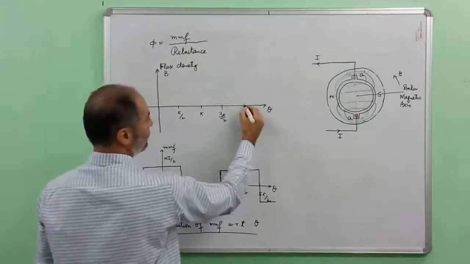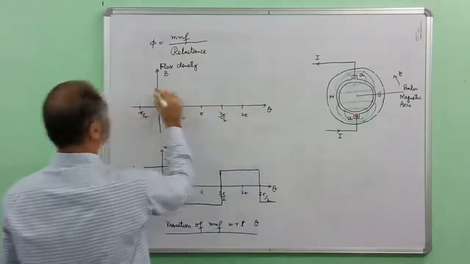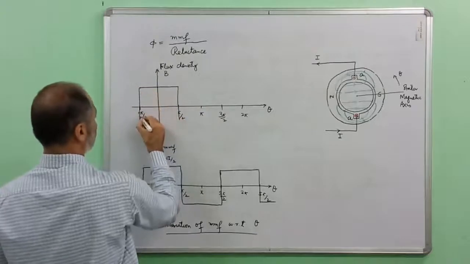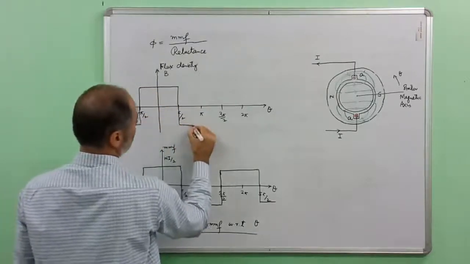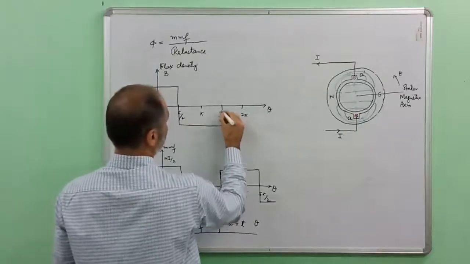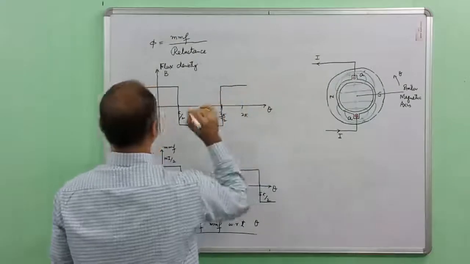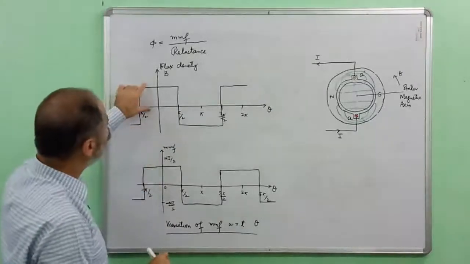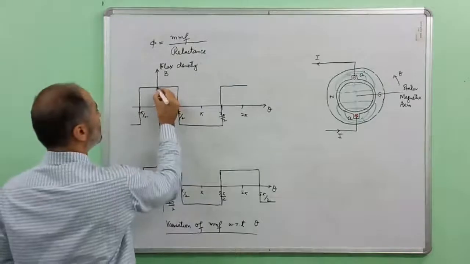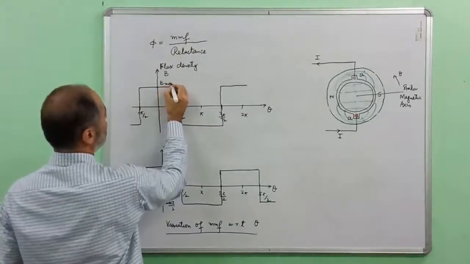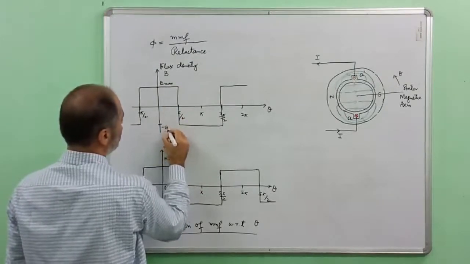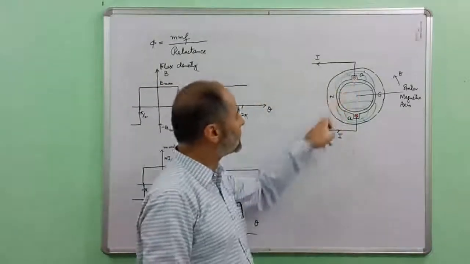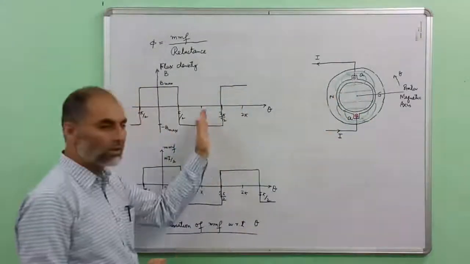Pi by 2, 2 pi, and so on. This shows the variation of B, and corresponding to an MMF of Ni by 2, B will also have a specific value. Suppose we call it B max. On the other side, it will be minus B max. So the flux density wave in the air gap is a square wave. It's a square wave pattern.